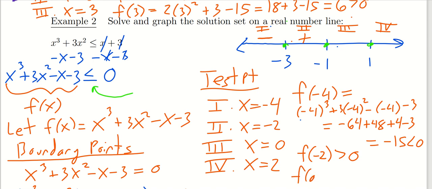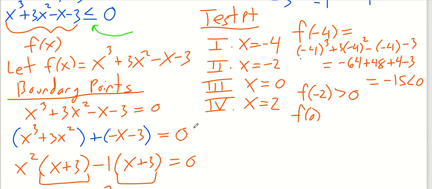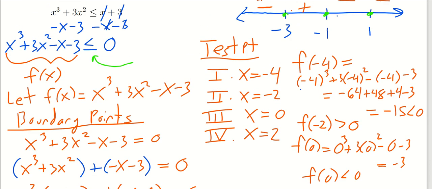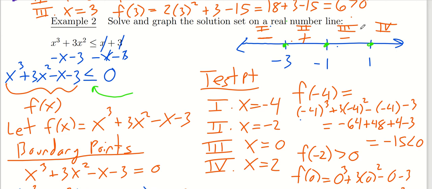If you plug 0 in, we can do this one pretty quick. If you were to evaluate the function at 0, we would get 0 cubed plus 3 times 0 squared minus 0 minus 3, which is -3. So f of 0 is negative. So the function is negative here, which is in region 3.